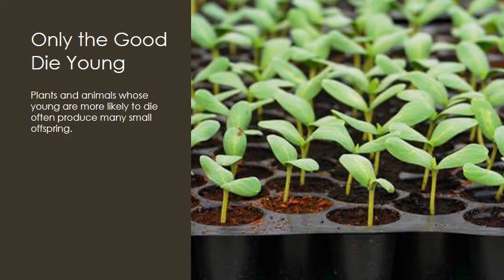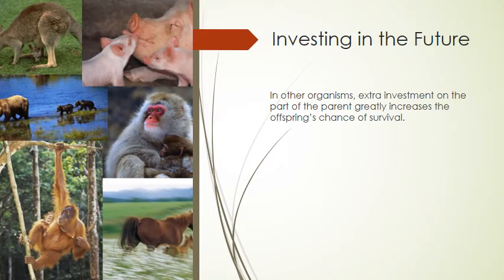Plants and animals whose young are more likely to die often produce many, many small offspring. Plants produce a whole bunch of seeds, and they hope they take. Tons of them, and if one survives, great. Small organisms like mice produce tons of offspring. Roaches, ants, tons and tons of offspring. Those offspring are likely to die, but in the end, it's not going to affect the overall population.